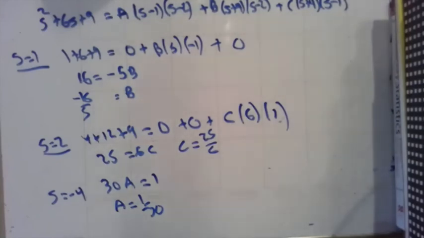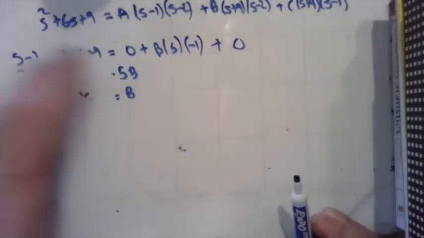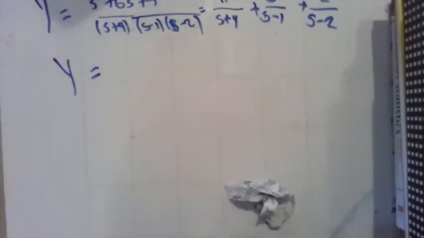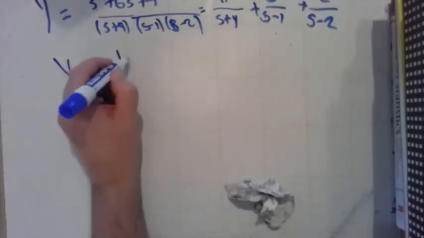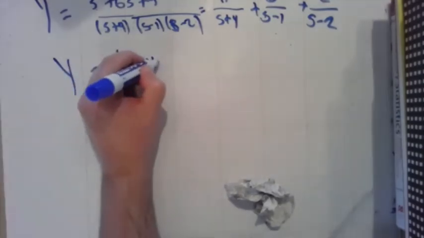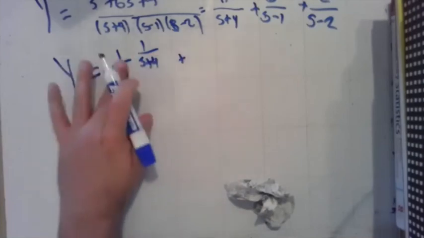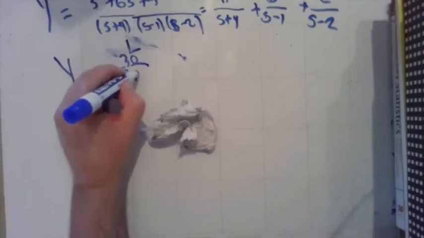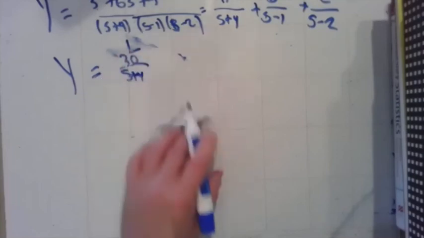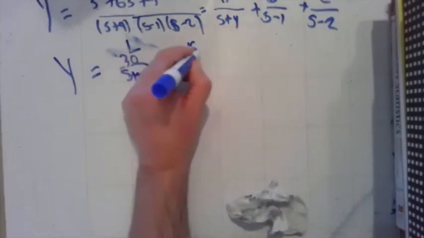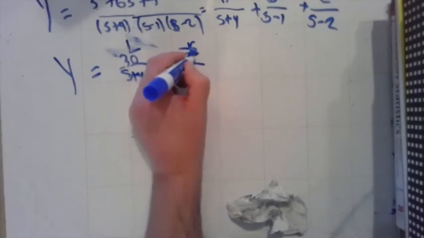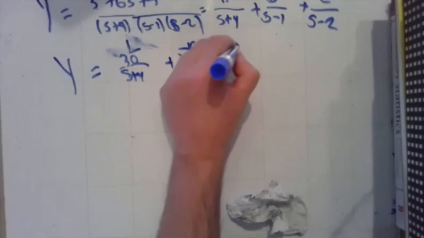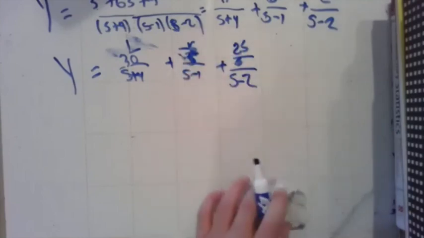Okay, so what good did that do us? Now we can do inverse Laplace transforms. So I end up with capital Y equals, using all those values I just found, 1 over 30 times 1 over s plus 4, plus negative 16 over 5 over s minus 1, plus 25 over 6, which was C, over s minus 2.